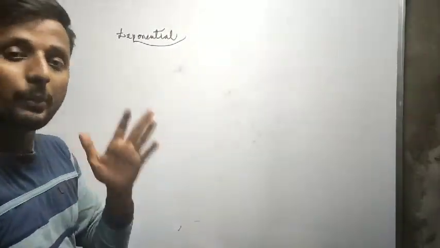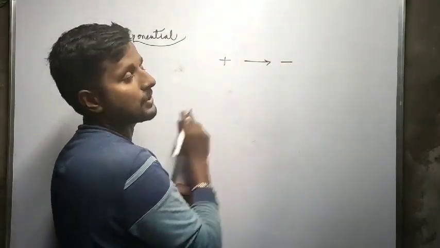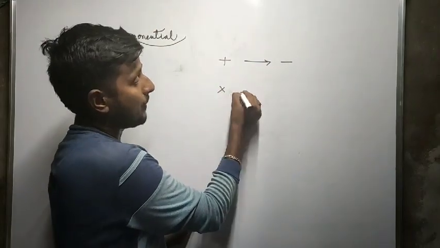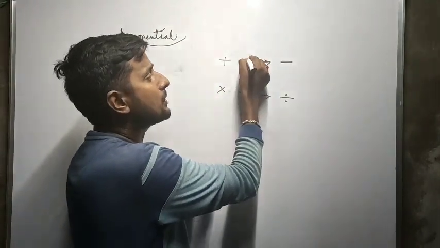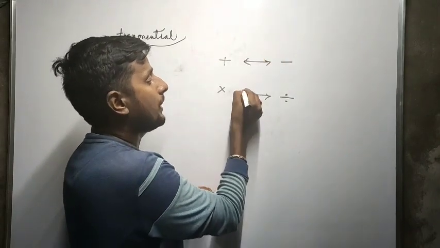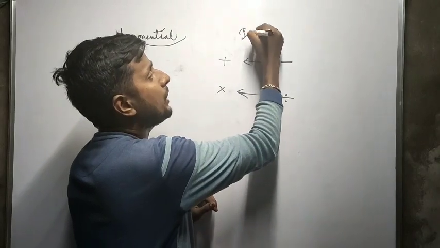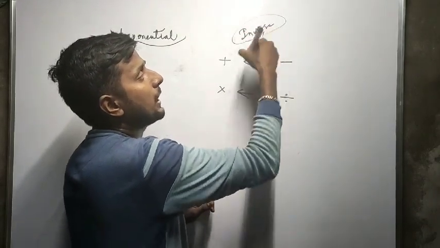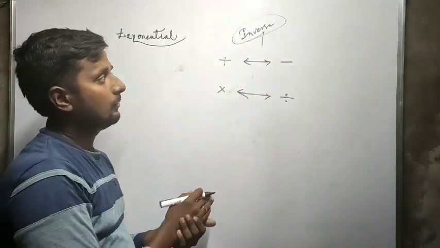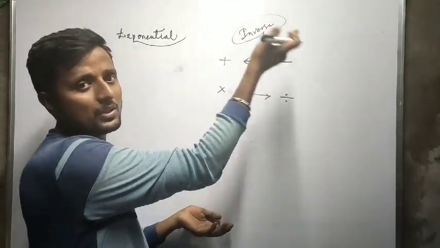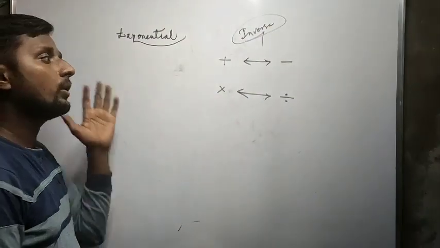Okay. So we'll talk about binary operations once. Addition, its opposite is subtraction, correct? Multiplication, its opposite is division. We know subtraction is the opposite of addition and division is the reverse of multiplication. So these operations can be called inverses. Inverse is nothing but the opposite. Addition and subtraction are inverses.